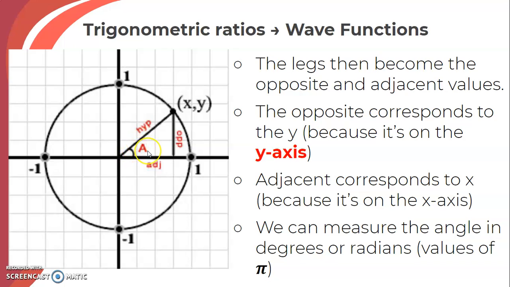We measure this angle in degrees or radians. Radians is a measurement of the angle in terms of pi. Don't worry about it. I'm not going to go into too much detail, but if you happen to study that in school, then that's there for you.